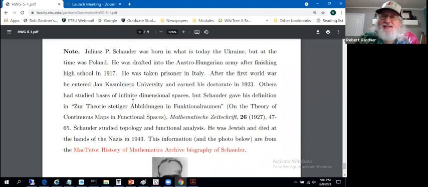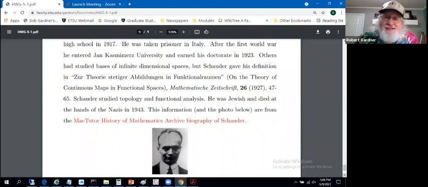Others had studied bases of infinite dimensional spaces. This was a hot topic in the 20s. But Schauder gave his definition in English on the theory of continuous maps of functions or functional spaces in 1927. He studied topology, he studied functional analysis. I see him as a bit of one of the inventors of functional analysis.